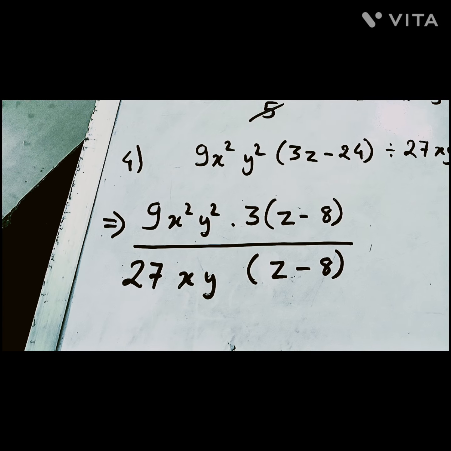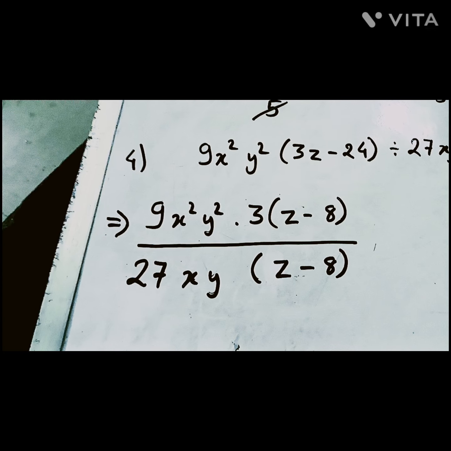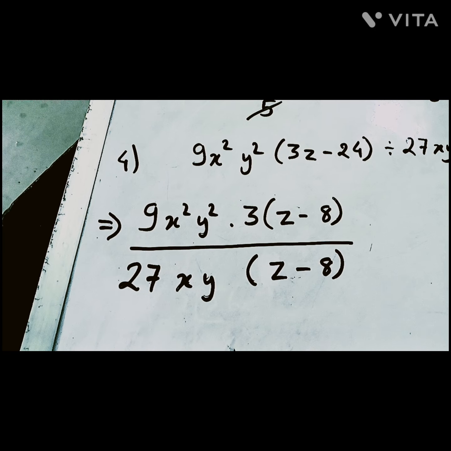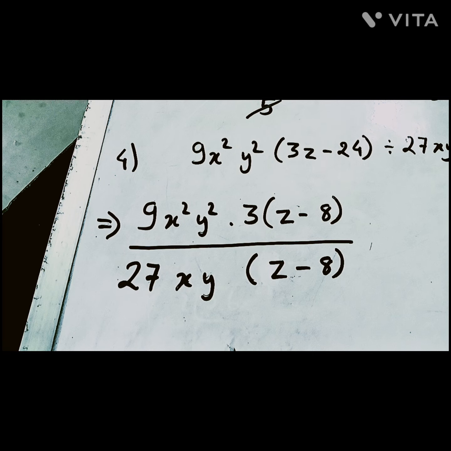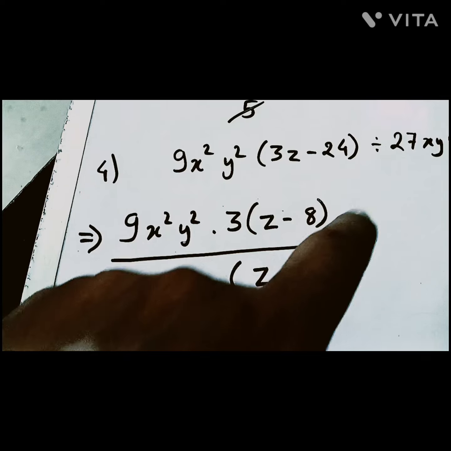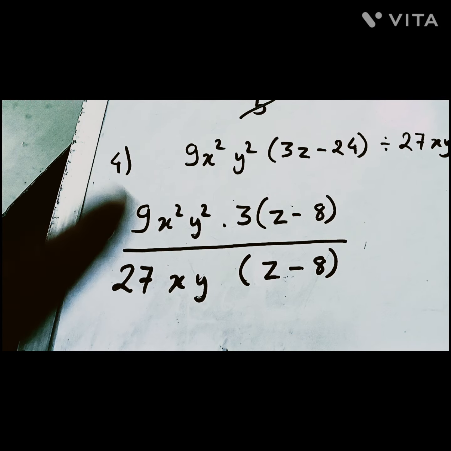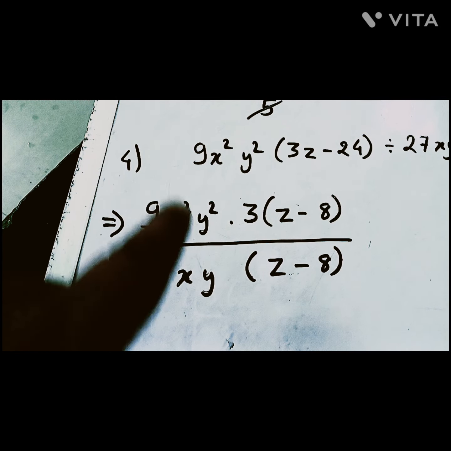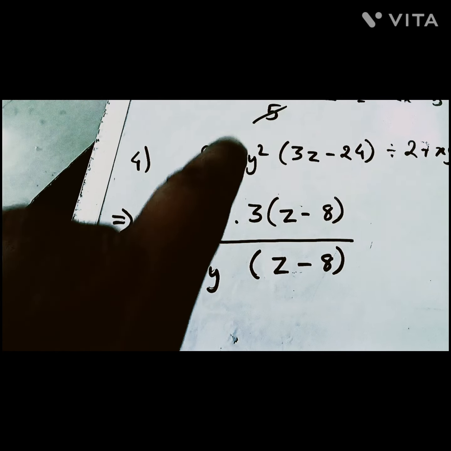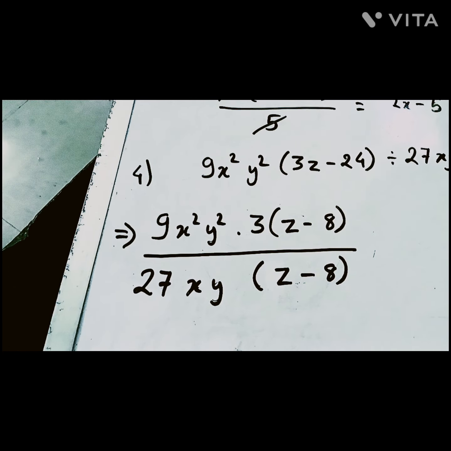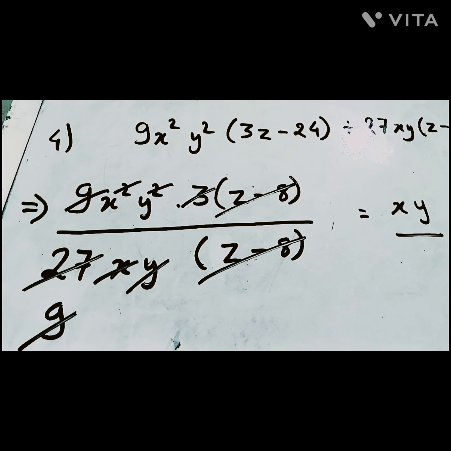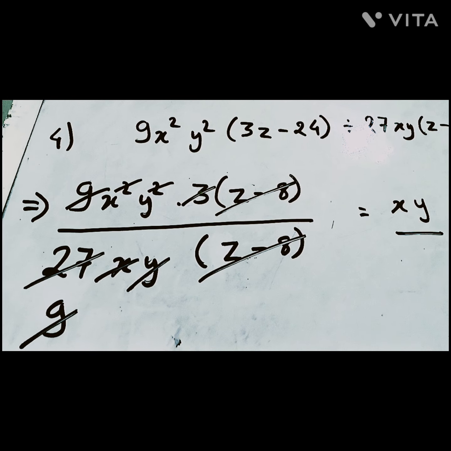9x²y² times 3(z − 8) whole divided by 27xy(z − 8). Now we cut z − 8 and z − 8. 3 times 9 is 27, so 9 cancels, and then we can cut the x's, x and x cut. What is remaining is x, y and y cut, what is remaining is y. So after removing the common factors, what we are left with is xy.